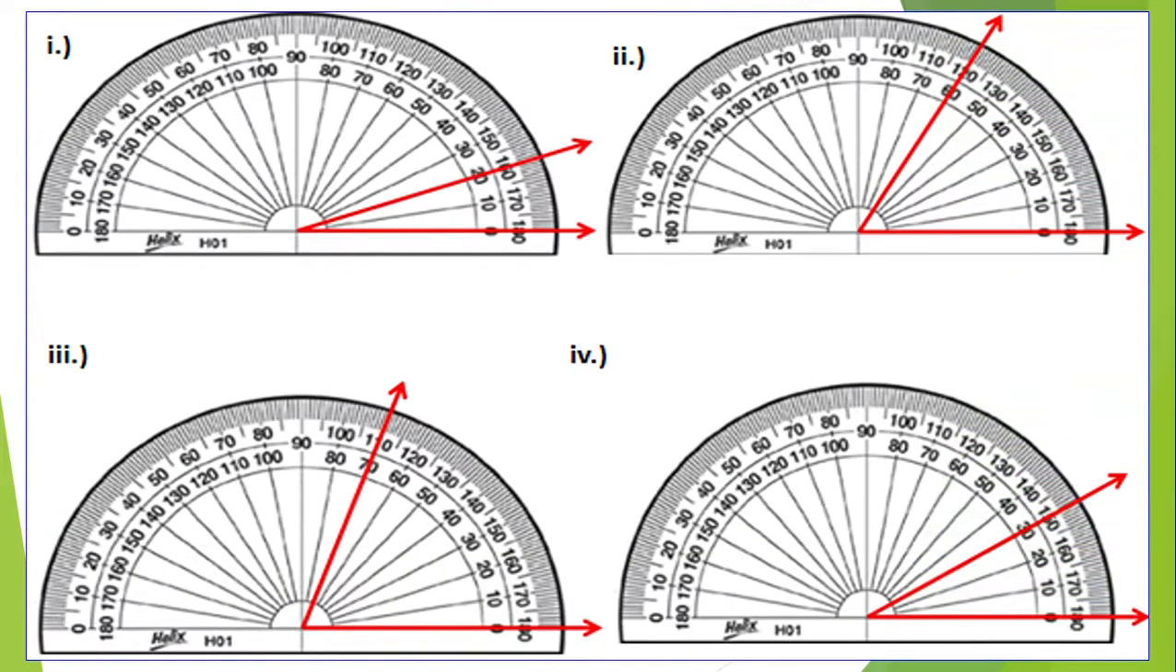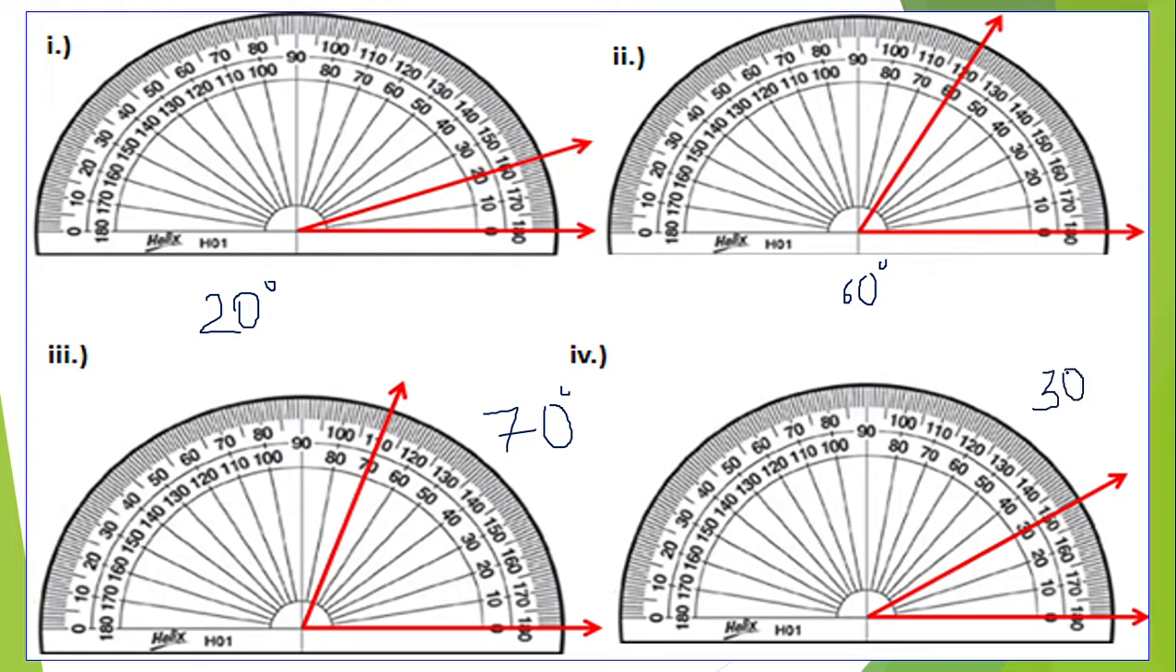So now in front of you, I've used a protector. What you have to do is find out the different measures for the different angles given in front of you. So let's start one by one. In first, we can see it's 20 degree. In second, we have 60 degree. In third, we have 70 degree. And in fourth, we have 30 degree.